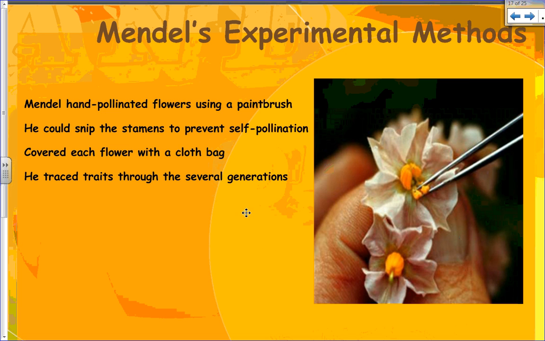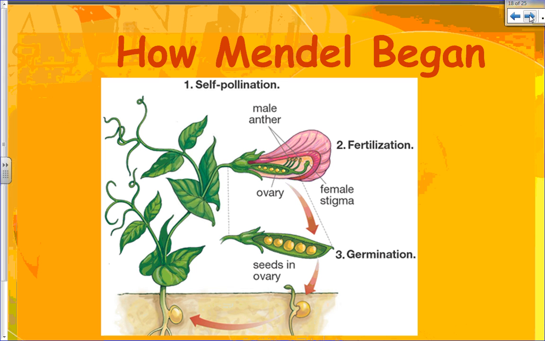So what Mendel did was he hand-pollinated flowers using a paintbrush, and this is something similar. He snipped the stamens of the flowers to prevent self-pollination. He covered each flower with a cloth bag so that pollen would not contaminate them. And what he did with this experiment is he traced traits through several generations by methodically selecting for what he was looking for.